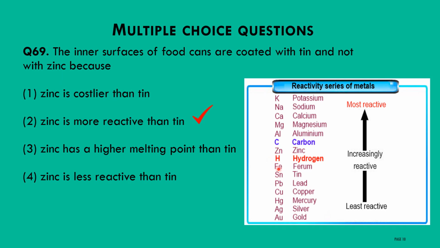Therefore, to pack food, normally we use tin. The material made of tin we use instead of zinc. If we use zinc, the zinc may react with the food, and it will get contaminated. If we eat that food, it may cause some harmful effect to human beings. To avoid that, normally the inner surface of food cans are coated with tin, not with zinc.